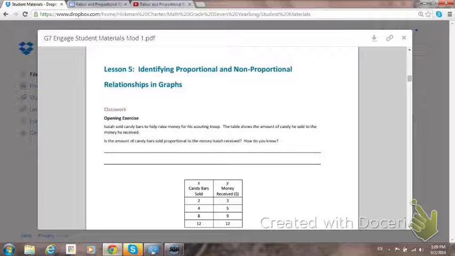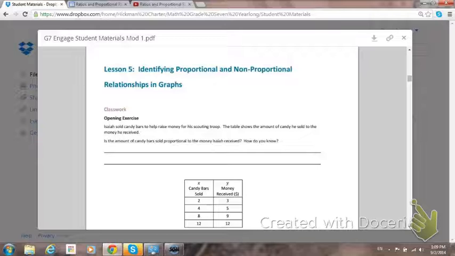What we want to get to eventually is to be able to look at a graph and tell by the way it looks that there is indeed a proportional relationship at work. Let's open with this opening exercise here.